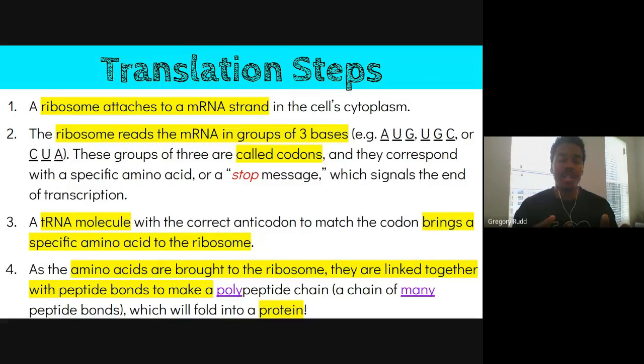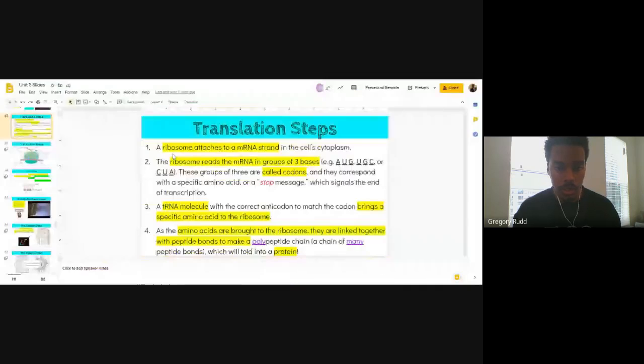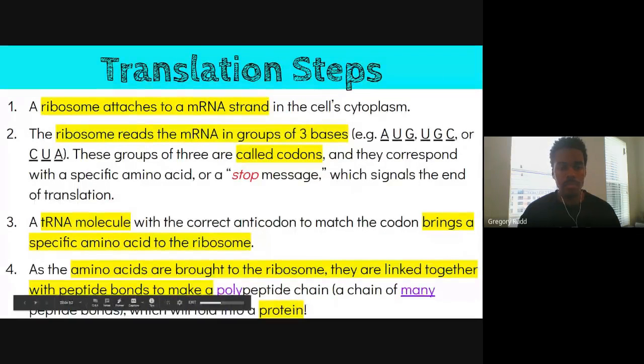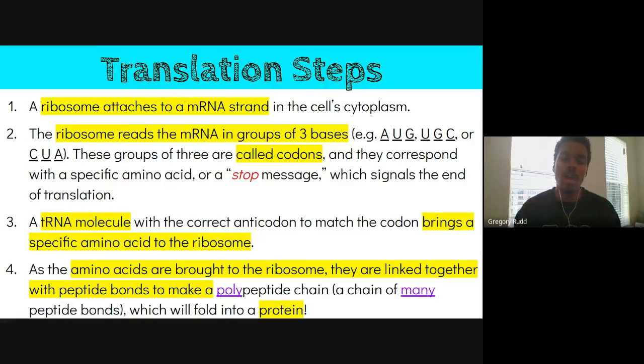Then the ribosome will read that mRNA strand in groups of 3 bases, so 3 letters at a time. We call these groups of 3 codons because they code for something. They code for either an amino acid or some other message to the cell. That other message might be a stop message, which we'll talk more about, but it just signals the end of translation. I shouldn't say transcription. Sorry about that. So the ribosome reads that mRNA in groups of 3 bases called codons.